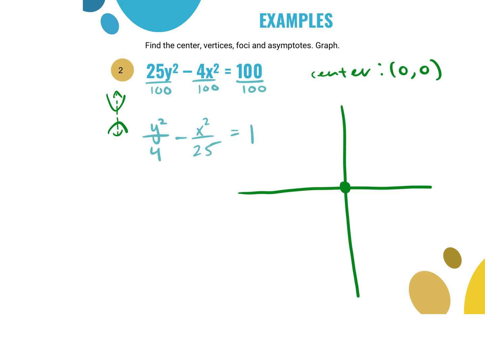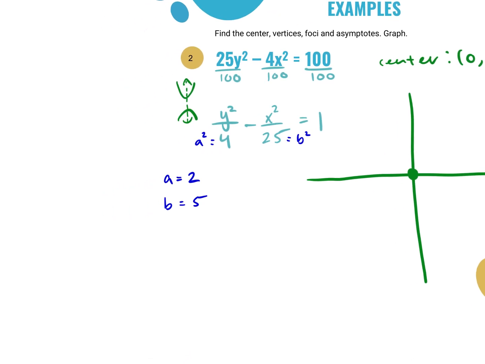Next, let's figure out what a, b, and c are. So remember, a always comes first with our hyperbolas. So if 4 is a squared, what is just a? 2. And if 25 is b squared, what is just b? 5. Perfect. And how would we find c?